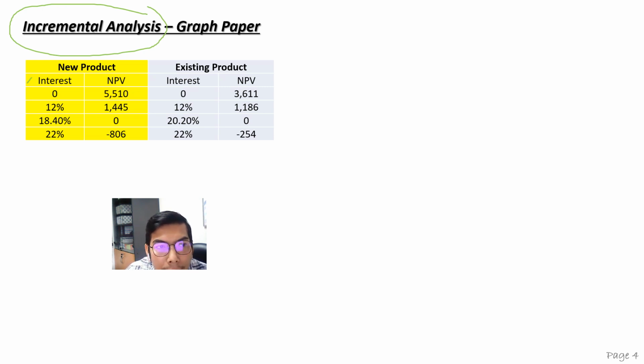X is your interest, Y axis is your NPV. Okay, X here, Y here. X interest, Y NPV. So if interest is 0, NPV is 5510. This is the first one we calculated tadi. Total kan, kita punya cash flow tadi. Kita invest minus 9,000 plus kita punya cash flow tahun pertama, kedua, ketiga. Berapa? Inilah NPV value yang kita dapat tadi.